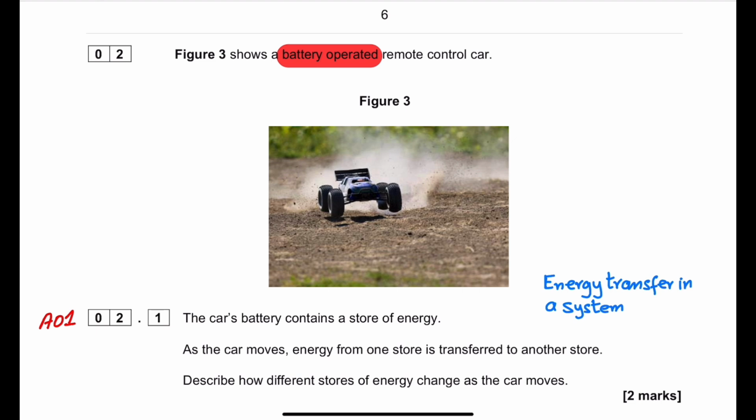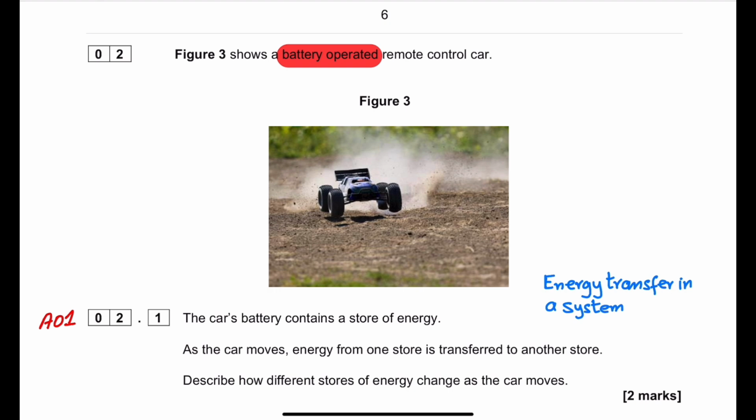You can see here from the figure number 3, a toy car is moving, so definitely it has kinetic energy. But this kinetic energy is coming from the chemical energy which is stored in the battery of the car. So the chemical energy of the car battery is decreasing, whereas the internal energy, or kinetic energy and potential energy, of the surrounding environment is increasing.